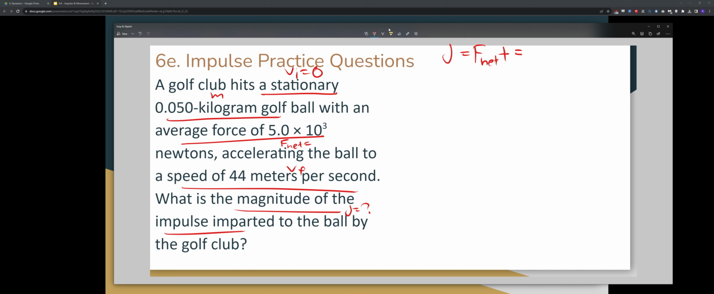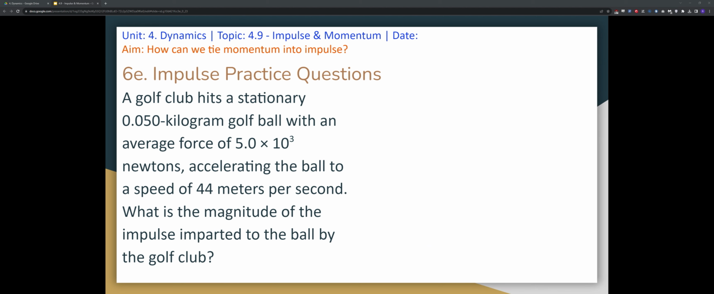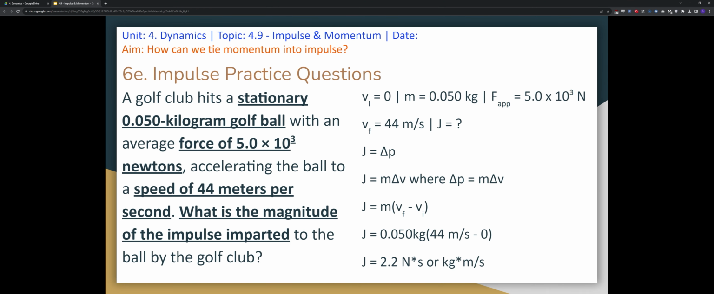We know that J is equal to F net times T is equal to delta P, but we don't have time, so we're just going to cross out that middle part there, and we're just going to do this. And so breaking this all down, mass is 0.05 kg, 44 minus 0. Oh, I'm not going to do the math here. It's probably divided by 20. What, 2.2? Maybe. Let's see if I'm right. Yeah, it is 2.2. So 2.2 Newton seconds, or kg times meters per second. Okay, done.